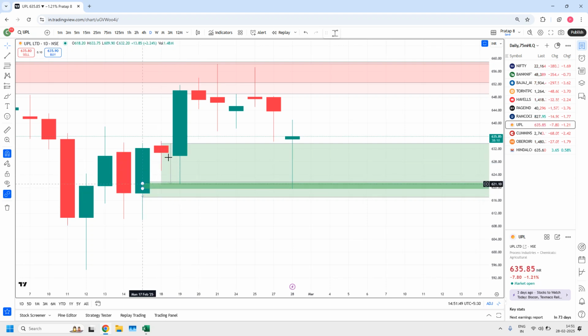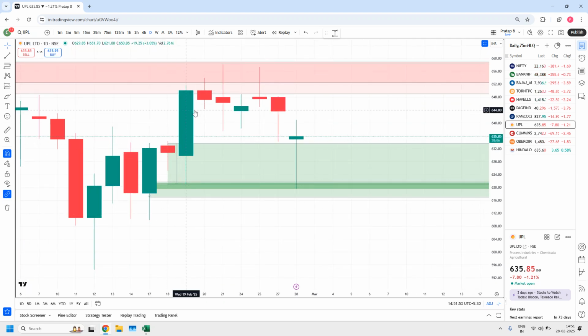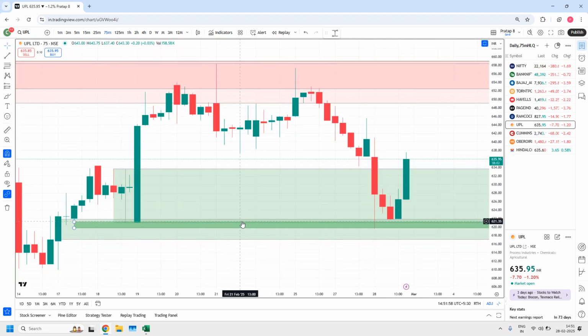This is already fine-tuned. In one of our earlier lessons we discussed this stock, rally-based rally. Go to the 75 minutes. The 75 minute structure is not really good. See, drop, 1, 2, 3, 4 base candles. See, this entire daily zone is occupied by the 75.